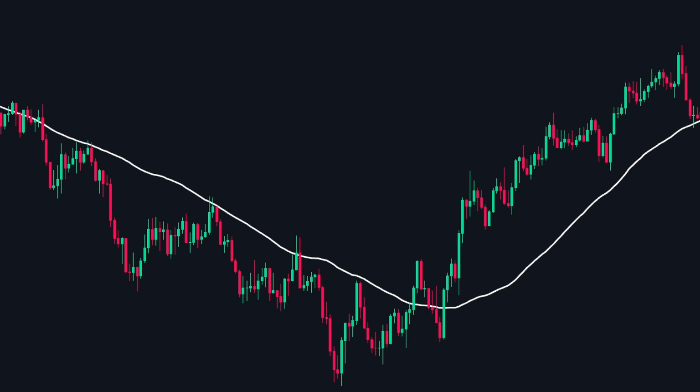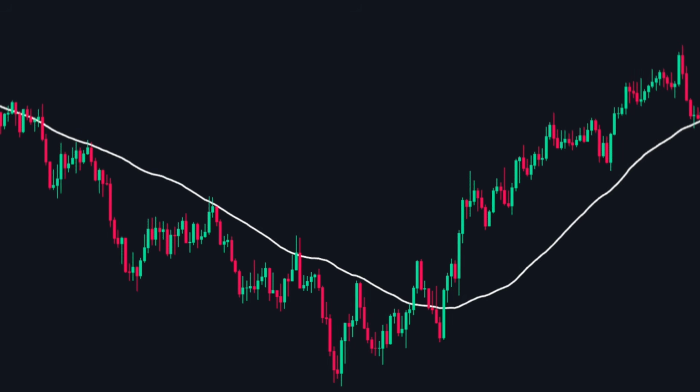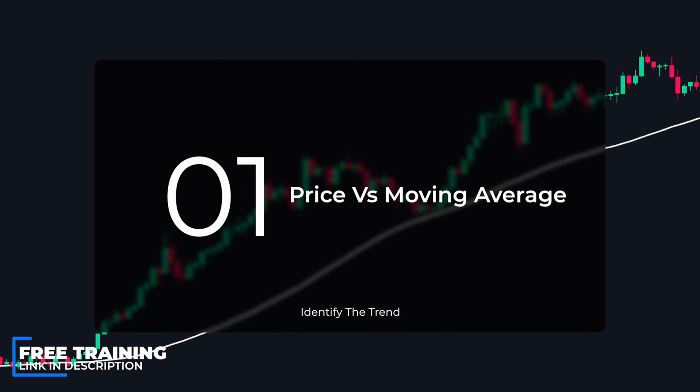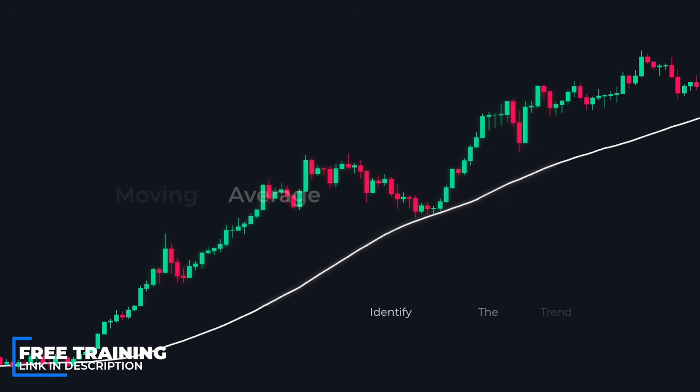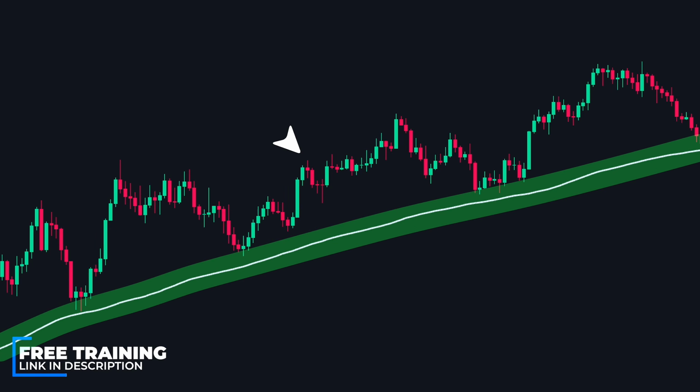The moving average is a trend indicator. Therefore, its primary function is to help us identify the trend of the price. Now, we have 3 techniques to accomplish that. Price versus moving average. The location of the price compared to the moving average can help us determine the trend of the markets. If the price is currently above the moving average and has consistently stayed above it, then the price is considered to be in an uptrend.